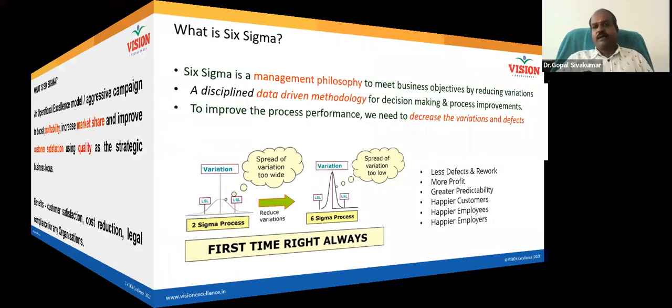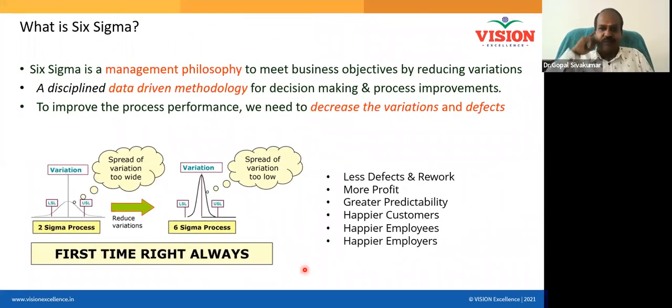So what is Six Sigma? Six Sigma is a management philosophy to meet the business objective by reducing variation. Because now Six Sigma aligns with Taguchi. Taguchi said, if you allow the variation to increase, the same thing will become a big problem later on.